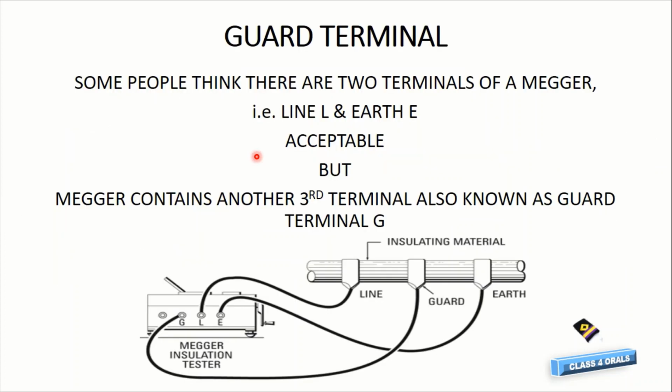Next, we are going to discuss the guard terminal. Many people think there are only two terminals in a Megger, line L and earth E. This is acceptable, because we usually use two terminals. But one thing people usually do not notice is that the Megger contains a third terminal, also known as the guard terminal G. You can see the third terminal here, marked G. So what is this guard terminal? We are going to discuss it now.